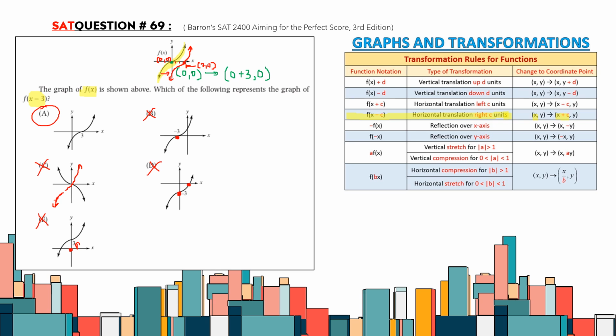How do we find B? B will be shifted to the left 3 units, right? So this represents f of x shifted left, so add 3 right here. This is B. This is A.